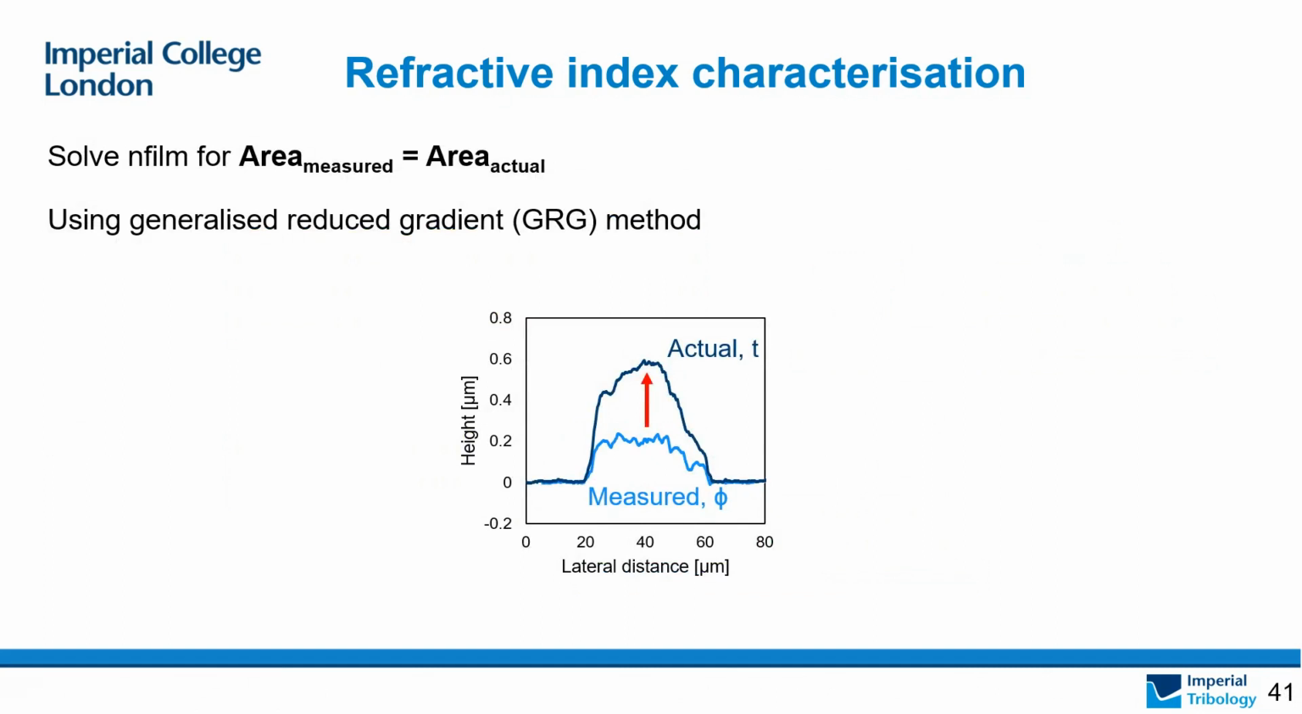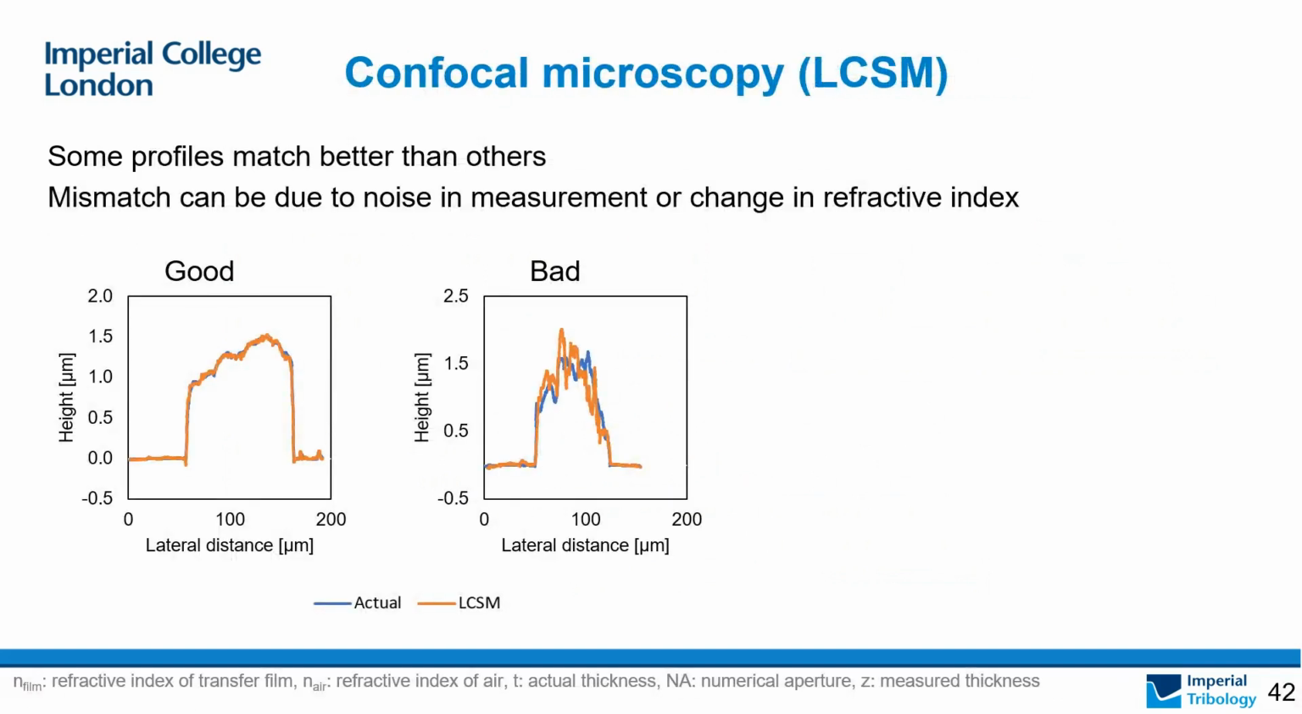We can then solve the refractive index by adjusting the measured profile until it matches the actual profile. The profiles are considered matched when the areas under the graph for both profiles are equal. Here are some examples of measured profiles using confocal. Blue lines represent actual profiles and orange lines represent measured profiles. The left graph is a typical profile with a good match, while the right graph is a typical profile with a bad match. And as we can see, some profiles match better than others.